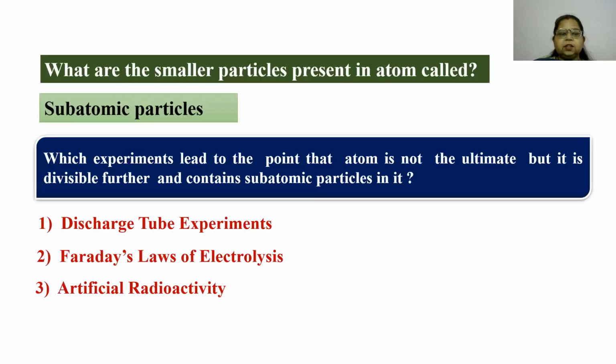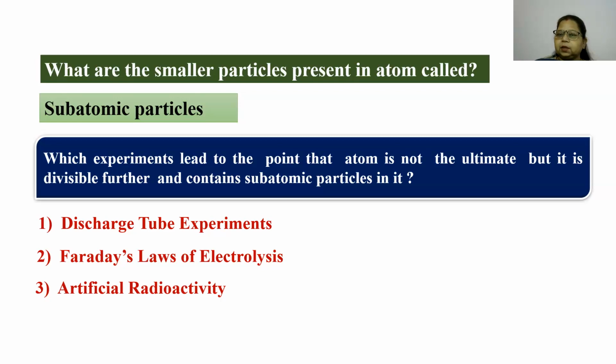So moving on, we have found out the subatomic particles are there, but what led to their discovery? That is the discharge tube experiment, Faraday's law. See, one of the breakthroughs was Benjamin Franklin's experiment, where he found electricity. He found that atom is a charged particle. And the last one is artificial radioactivity. Discharge tube experiments, as all of you said, you have done in your classes.